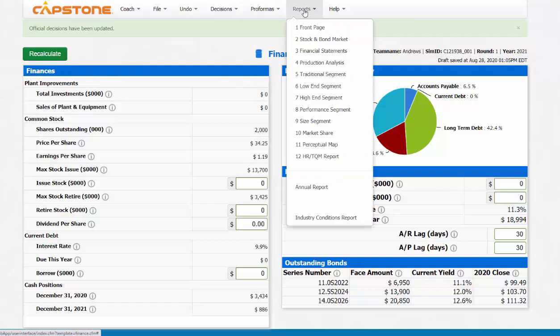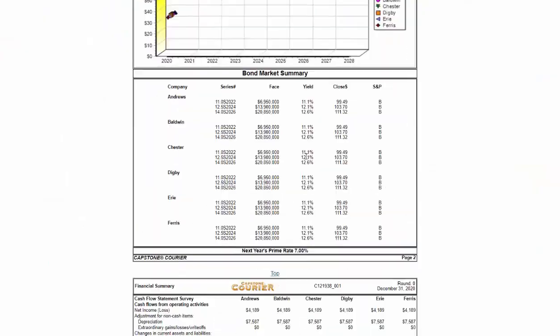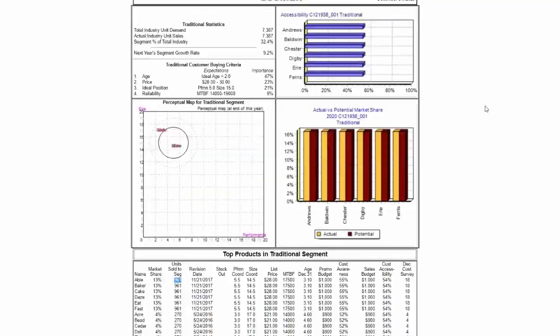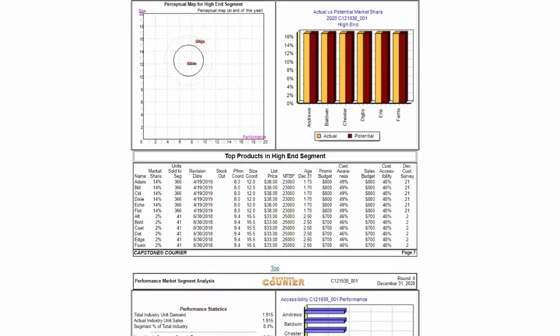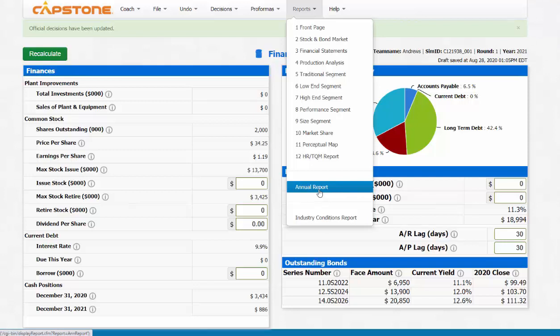And then under reports here, when you click on front page, it opens up the Capstone Courier, all the different pages. So again, this is the document that you should be basing all your decisions on. You can also find the industry conditions report here, as well as your annual report. This annual report, you only have access to for your company. It is an expanded annual report. You do have access to shortened financial statements for your competitors, but not an annual report as detailed as this one.